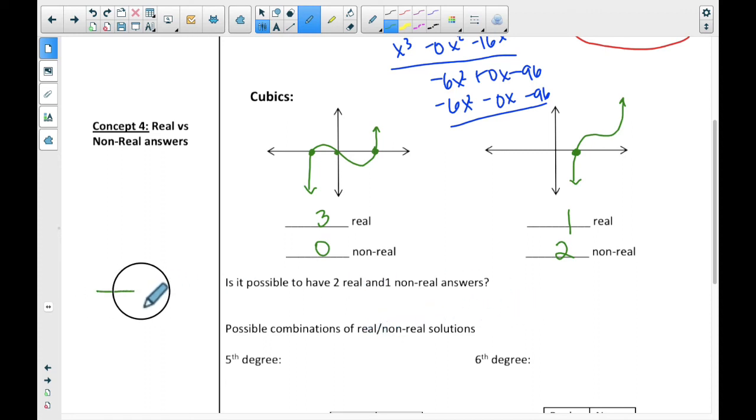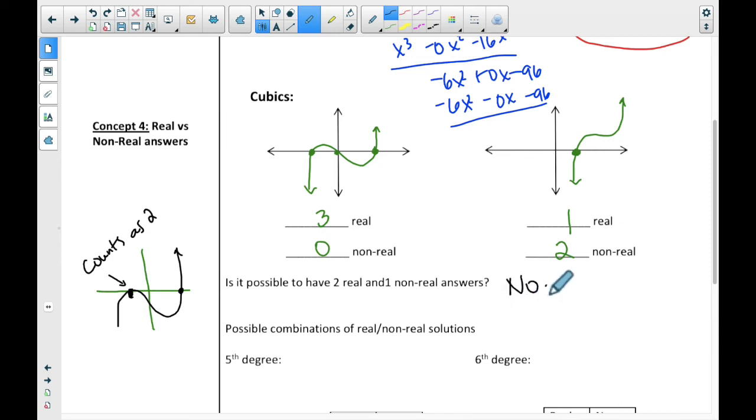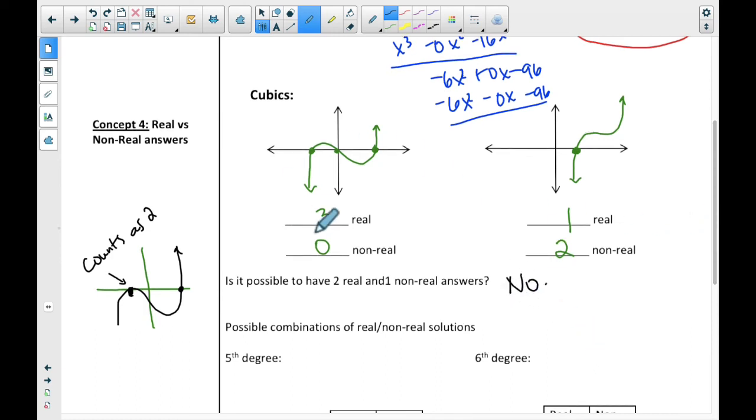Okay, is it possible to have 2 real and 1 non-real? So think about if you drew this, could you draw it that way? Think about that for a minute. The best way I can think about it is, well, maybe, let's say it bounced off. We've talked about those bounces before. Would that give me 2 real and 1 non-real? No, because actually this spot right here counts as 2. Because we've talked about how if it's an x squared, it bounces off, so that means there are 2 of them there. So this answer is no, it is not possible.